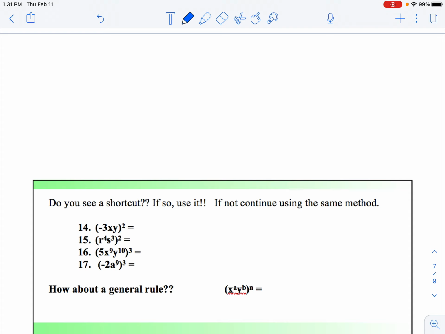So for x to the a, y to the b, raised to the nth power, we're going to take each of those and raise each of them to that power. So we're going to multiply: x to the a times n, and y to the b times n. And if you're not sure whether you should be adding those exponents or multiplying, then go back and write it out if you can, and you'll see what you need to do. I will work out the rest of these examples for you as well, so you can try these before you move on to the homework.